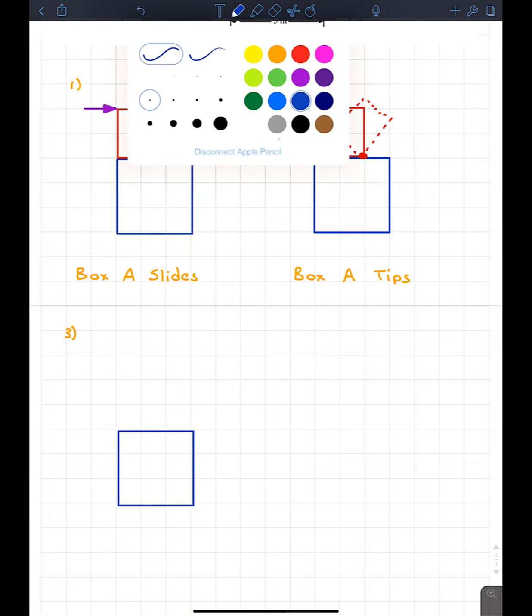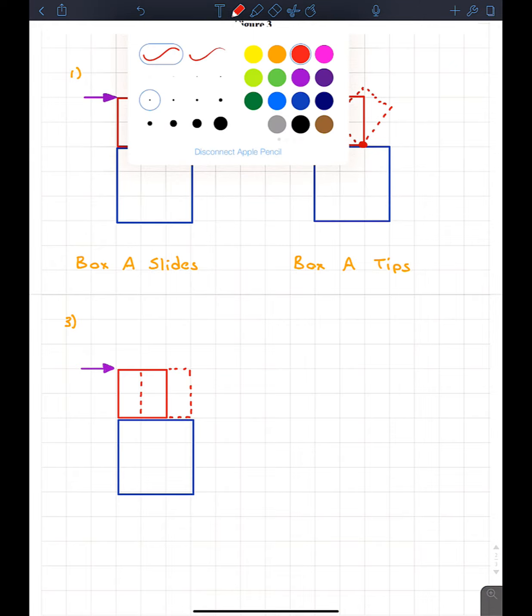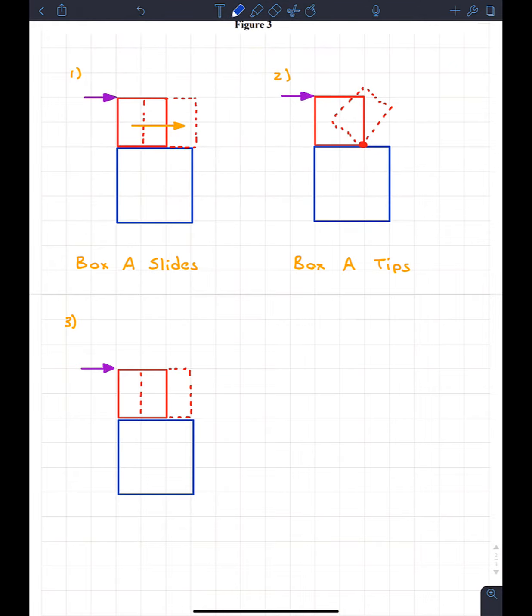Oops, this is not the one I wanted. I want to draw red. So something like this. This one moves, but box B also moves as well. And you can imagine this. Think of something really, really heavy on top of something light, and you push whatever's heavy. Well, the friction between the two is going to cause both to move at the same time. So we're going to have something that looks kind of like this, where they both move at the same time. And for this scenario, we can say that boxes A and B slide.